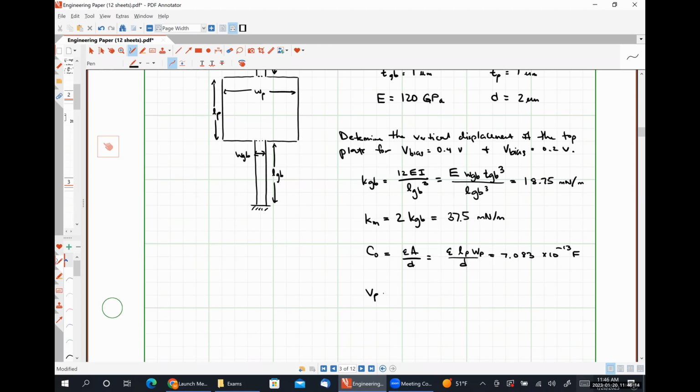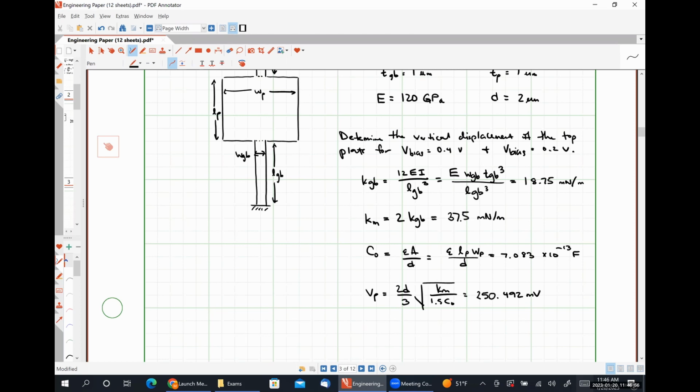And from here, our pull-in voltage is 2D over 3 times the square root of Km over 1.5 C naught, plugging in our results from previous steps. Our pull-in voltage in this case is 250.492 millivolts. So those very soft mechanical springs means that it only takes a very small voltage in order to cause the pull-in effect. So our first bias condition that we were checking out is 0.4 volts.